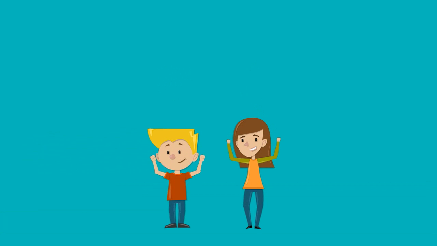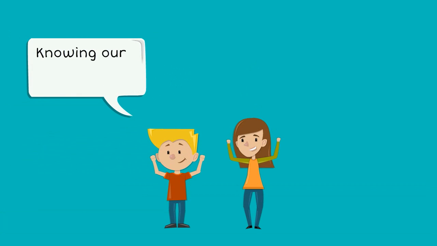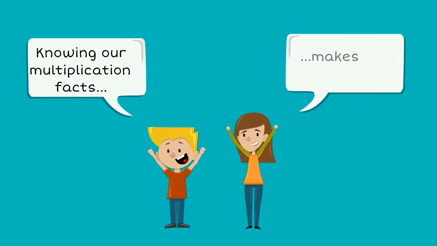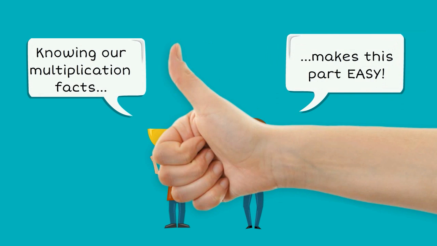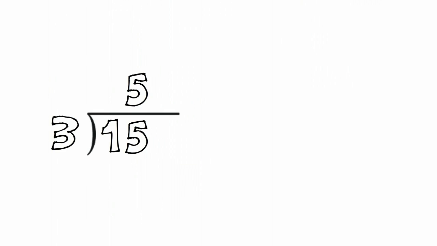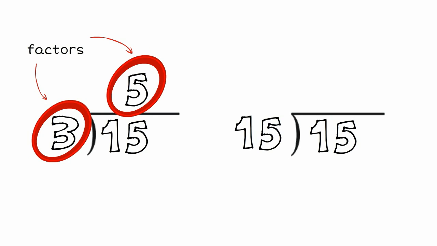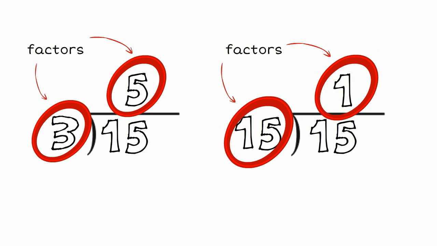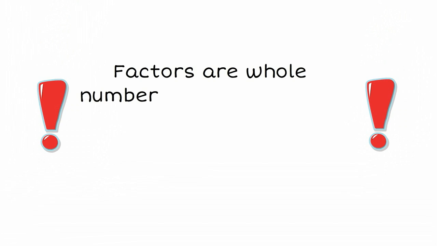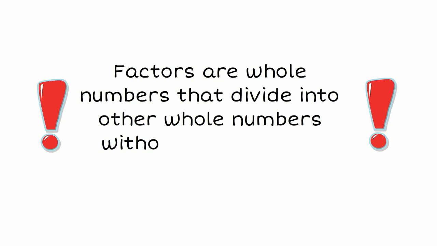The number 3 is an easier number because we all just know that we can divide by 3. And this is because we know our multiplication facts. 15 divided by 3 is 5. 3 and 5 are factors of 15. Then we know that 15 can also be divided by 15, which is equal to 1. 1 and 15 are factors of 15. It is important to note that factors are whole numbers that divide into other whole numbers without a remainder.